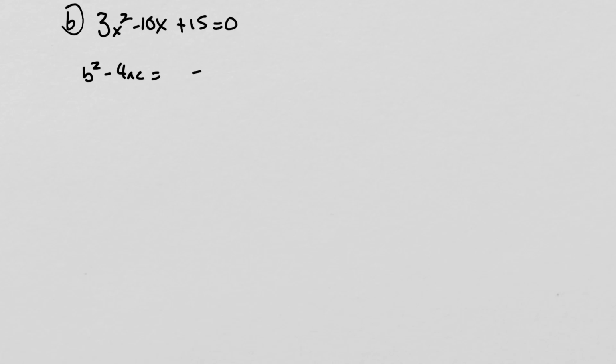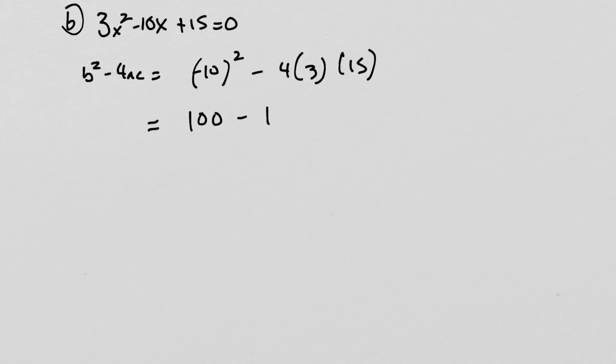In part B, we're given the quadratic equation 3x squared minus 10x plus 15 is equal to 0. Finding the discriminant first, again this is b squared minus 4ac, which is negative 10 raised to the second minus 4 times 3 times 15. Plugging this into a calculator, we see that this is 100 minus 180, which is equal to negative 80. And this is clearly less than 0. So the discriminant is telling us that this is going to have two complex solutions.